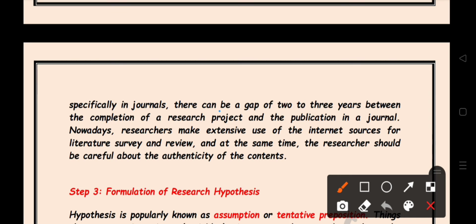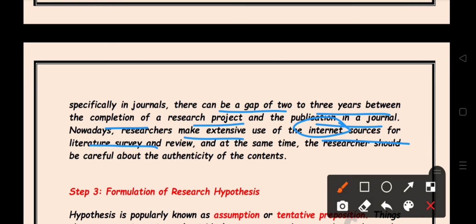Okay, there can be a gap of 2 or 3 years between the completion of the research project and the publication in the journal. Nowadays, researchers make extensive use of the internet. Instead of directly relying on the books and journals, we can go through the review of literature by way of internet access and internet sources also.